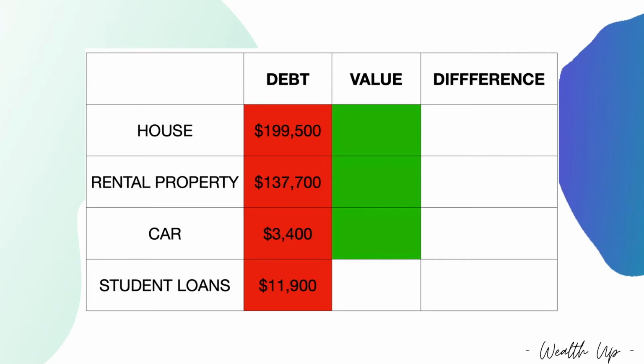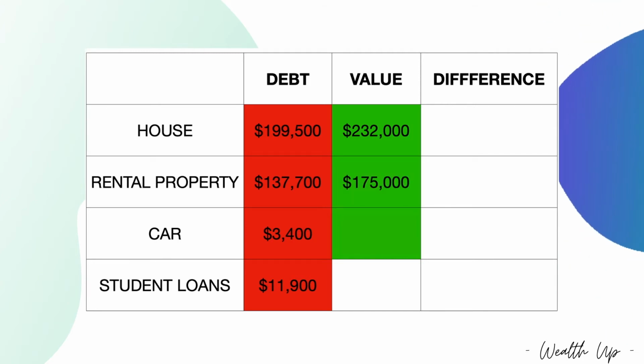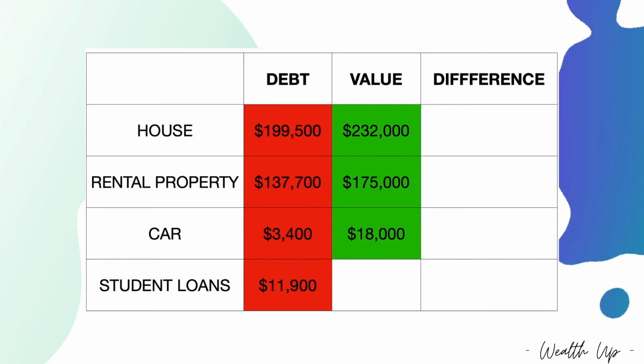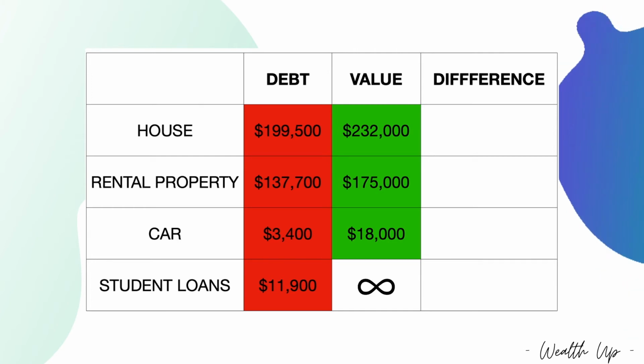First, the house I currently live in is worth $232,000. The rental property is worth $175,000. And my car is worth $18,000. And finally, it is impossible to put a value on the education I received. In my opinion, it is infinite because it has allowed me to build a wonderful life, and I would not be here without it. Next, let's look at the difference between the debt and the value of the asset.